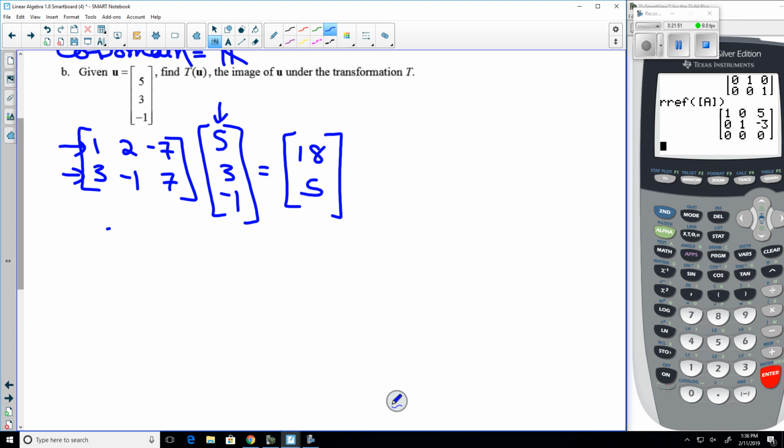Okay. So this guy is T of U. That's the output. Okay, that's the image of U under T, is what we say. It's the image of U under T.